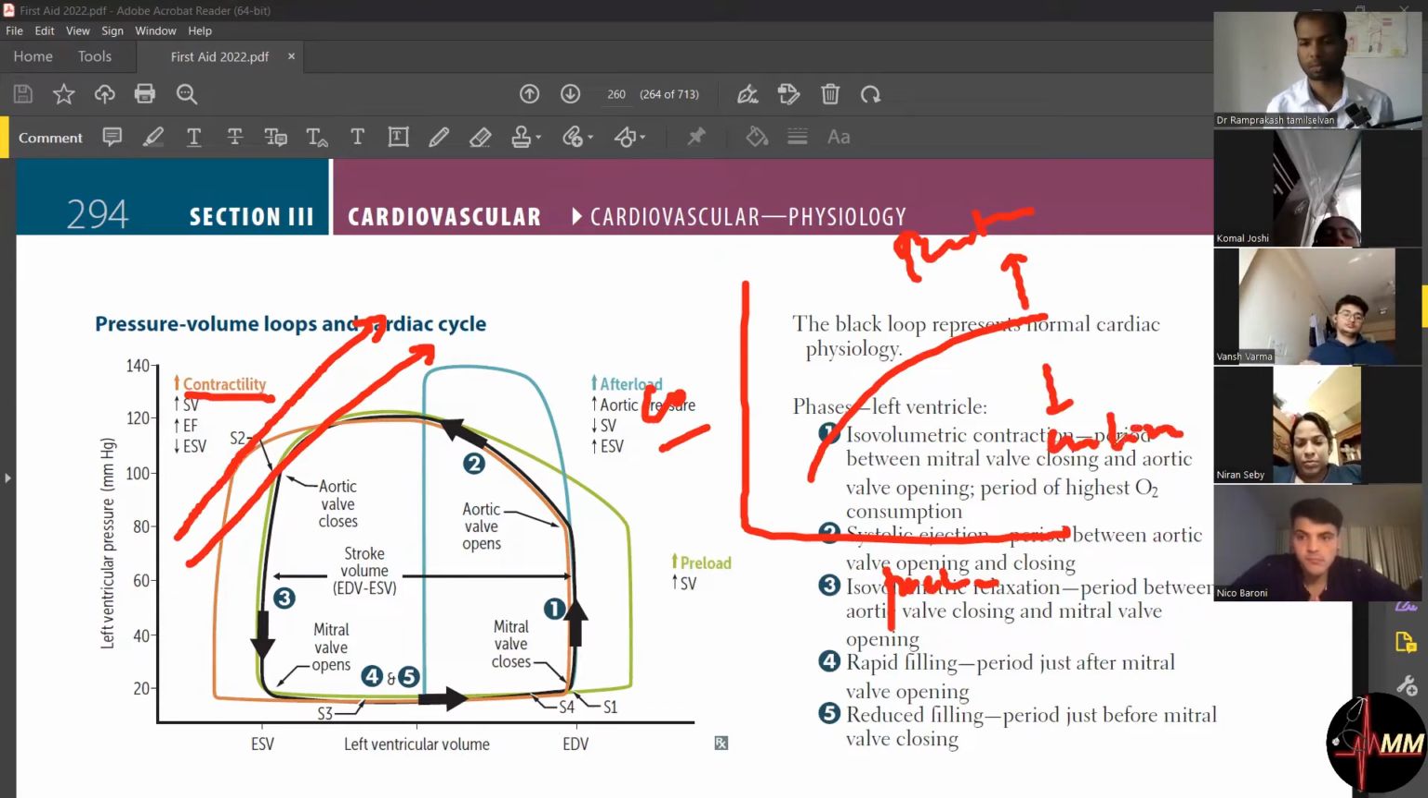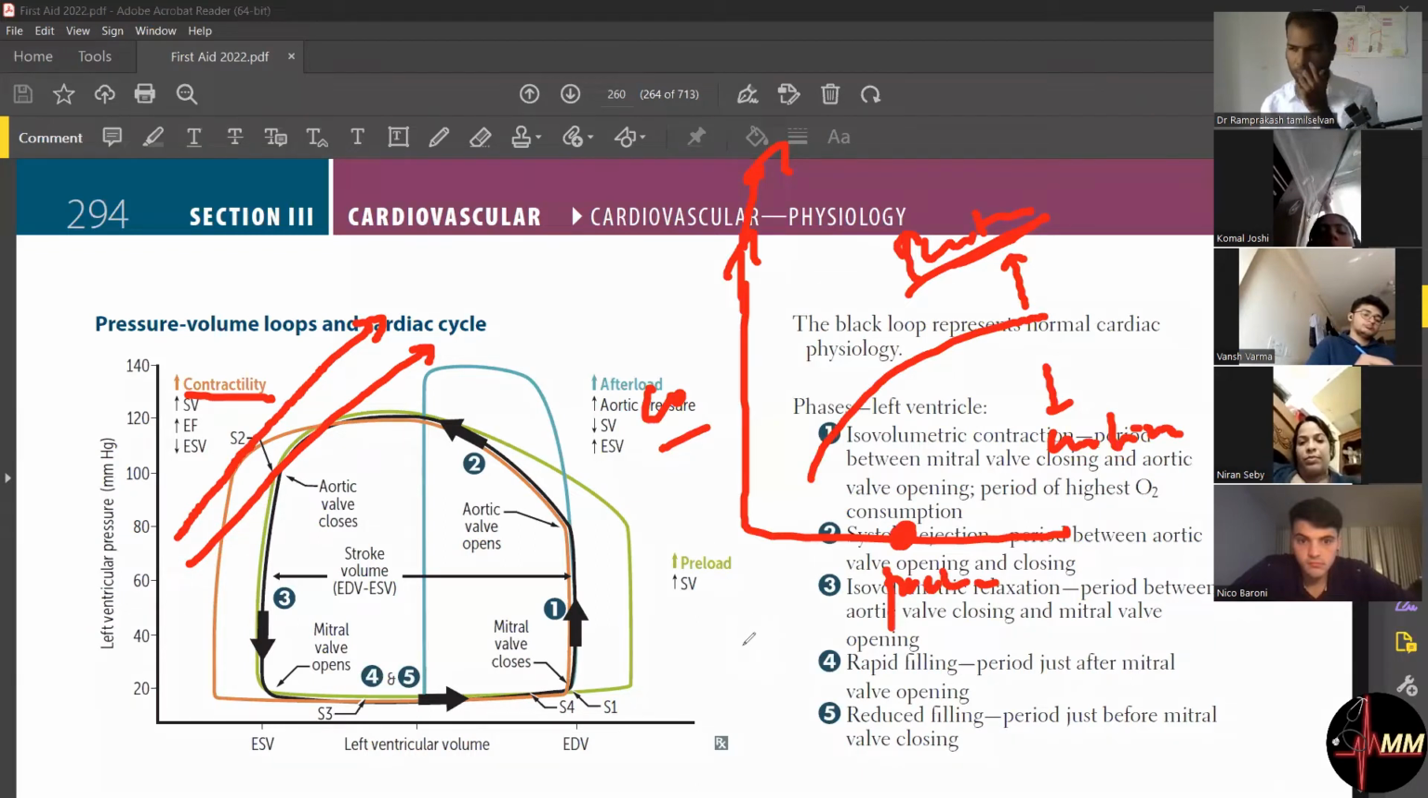If you fix the preload, I mean the venous return, and you increase the contractility, you can see an increase in cardiac output. So this Frank-Starling curve explains that. That's also very important. In the exam, they can ask about the end diastolic sarcomere length.